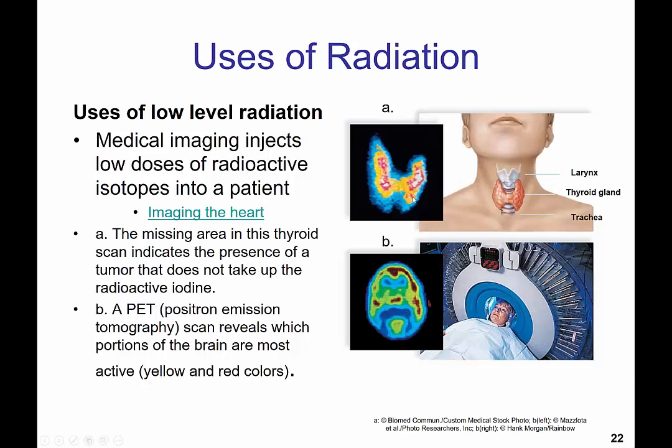So radioactive iodine gives off a certain frequency and can then be imaged. Here, showing the thyroid gland, which takes up iodine, if there's a portion on a scan that does not show that, it could represent a tumor. A PET scan, or positron emission tomography, can reveal areas of the brain that are most active. And again, this is a use of low-level radiation.